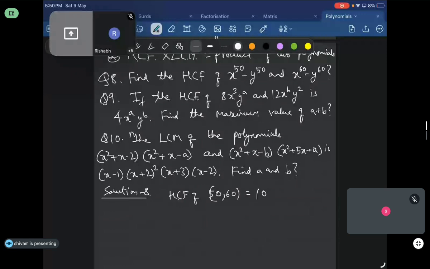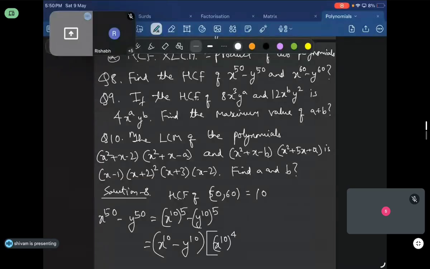So x power 50 minus y to the power 50. Can I write it as (x power 10) whole to the power 5 minus (y to the power 10) whole to the power 5? Yes or no? Today only we did one expansion, right? This will become x power 10 minus y to the power 10 multiplied by (x power 10) whole to the power 4, dot dot dot dot, many things will be there. I'm not writing it, not required.